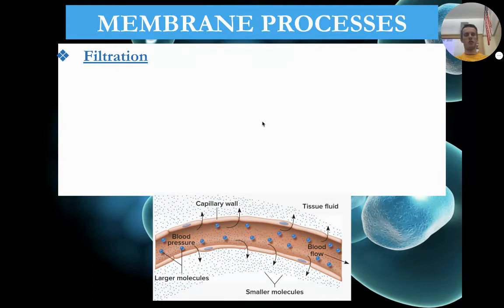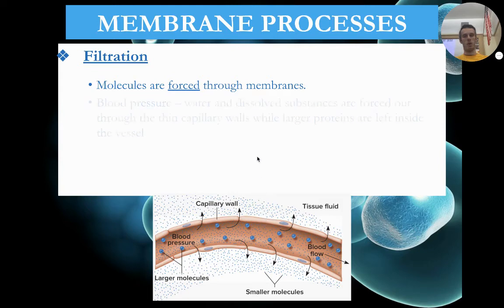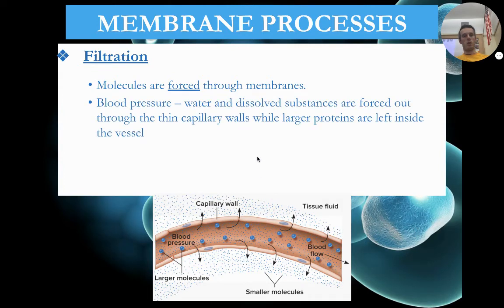That brings us to filtration, which is related to the Strawberry DNA lab. So with filtration, molecules will actually be forced through the membranes. This could be water, as is the case in blood vessels, or it could be other solutes. So with filtration, blood pressure is an example where things like water or dissolved substances like ions will be forced through the thin walls of a capillary because of the presence of proteins.